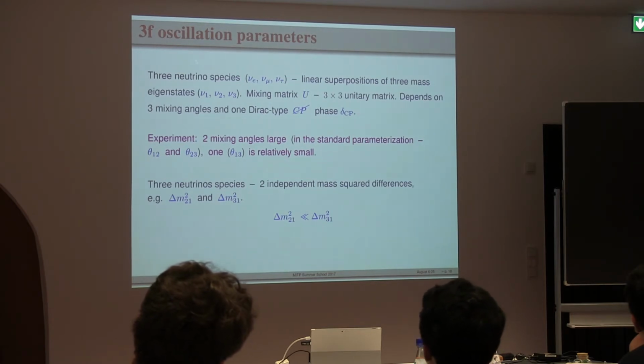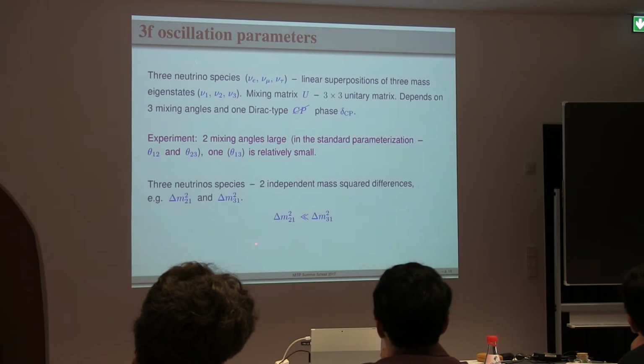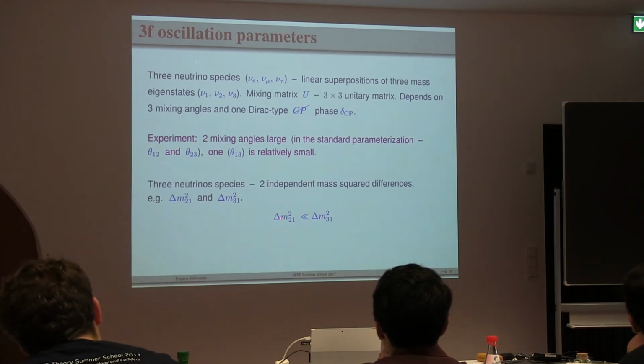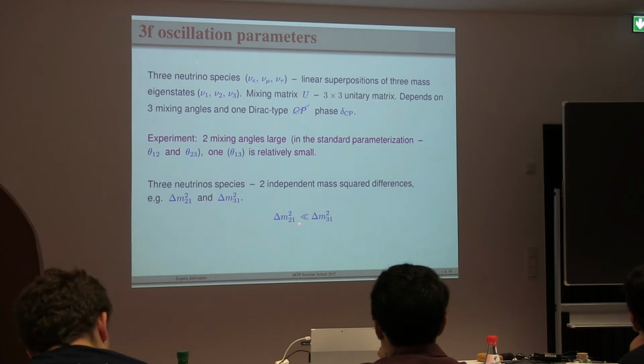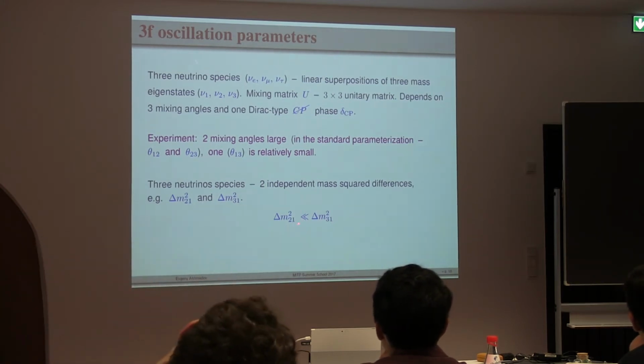From experiment, we know that out of these three, two mixing angles are relatively large, and one of them is relatively small, but not too small, as we know now. I will discuss tomorrow, probably, the experimental data in more detail. Now, just to give you some very general idea: for three neutrino mass eigenstates, we have two mass square differences, which we can call delta M square 2-1 and delta M square 3-1. The third one, delta M square 3-2, can be expressed through these two. And from the experiment, we know that this one is much smaller than this one. This one was measured in the solar neutrino experiment and in the long baseline reactor experiment, KamLAND, the only one. And this was measured first in atmospheric neutrino experiments and then in long baseline accelerator experiments.